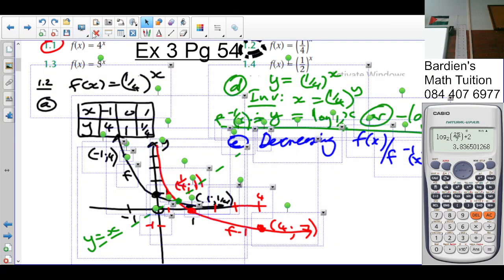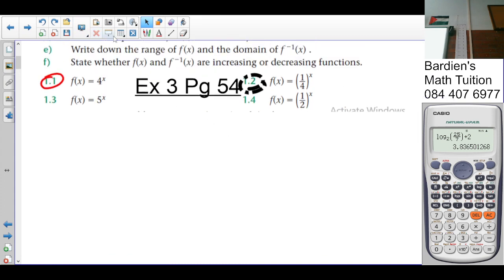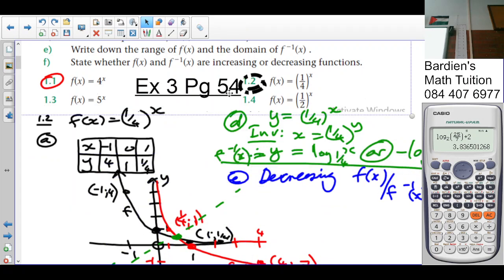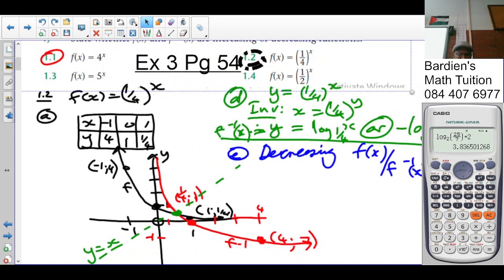Alright, you guys get the idea? Okay, 1.3 is the same as 1.4. The values, of course, are different. Whereas 1.2 and 1.4 again is the same. Again, the values are a bit different, but the graph will look similar to 1.2 for 1.4. Okay.